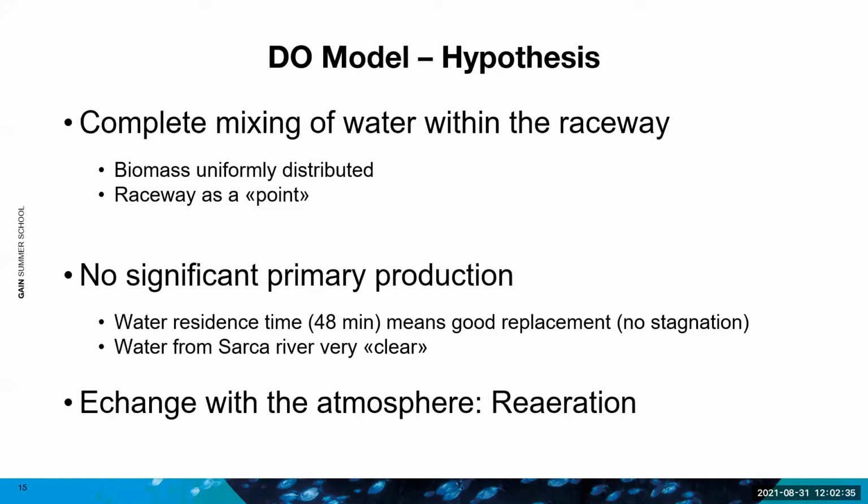That's it. Then we decide not to take into account the primary production because the water residence time, 48 minutes, if I don't mind, means a good replacement. So no stagnation of the water within the raceway, and also because we estimate that the water from the Saka River was kind of clear water with no particular influence on the primary production. And then we also decided to take into account the exchange with the atmosphere through a reaeration process.